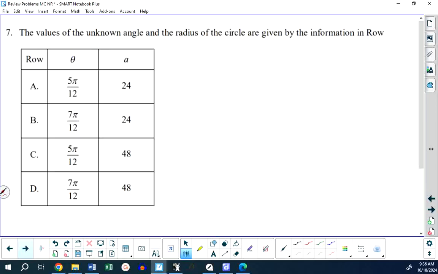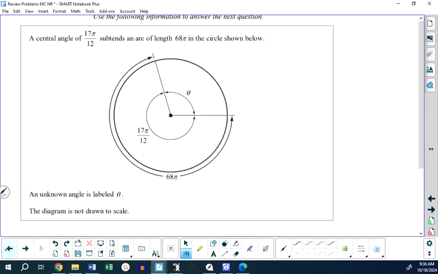I hope the radius is there. We're going to find out. So how is it we can find theta? Well, we know that a full revolution is 2 pi. And that means that 17 pi over 12 plus theta has to be 2 pi, or theta has to be 2 pi minus 17 pi over 12.